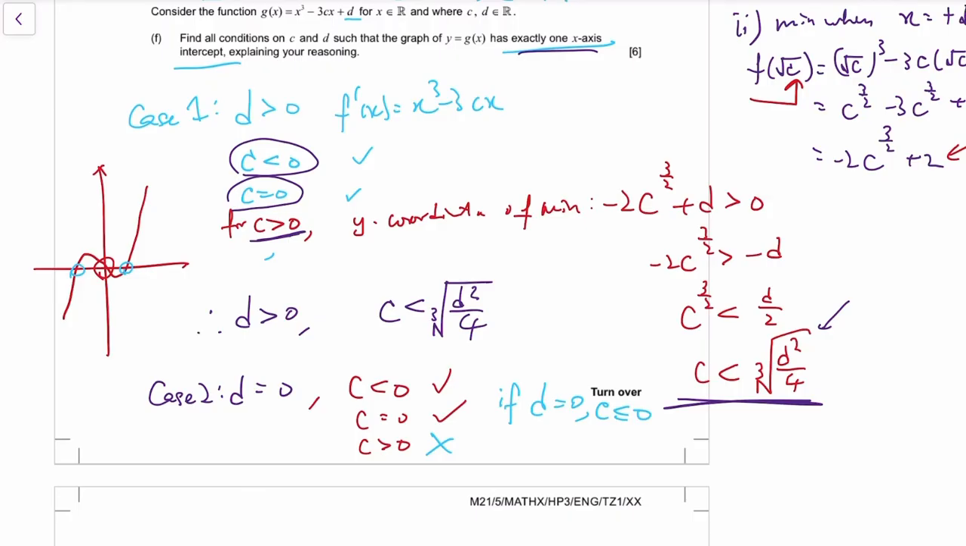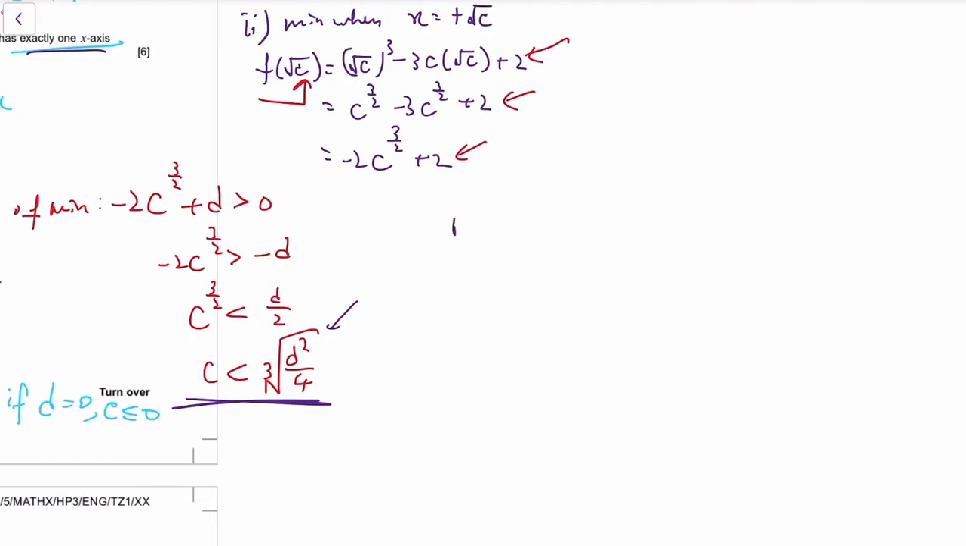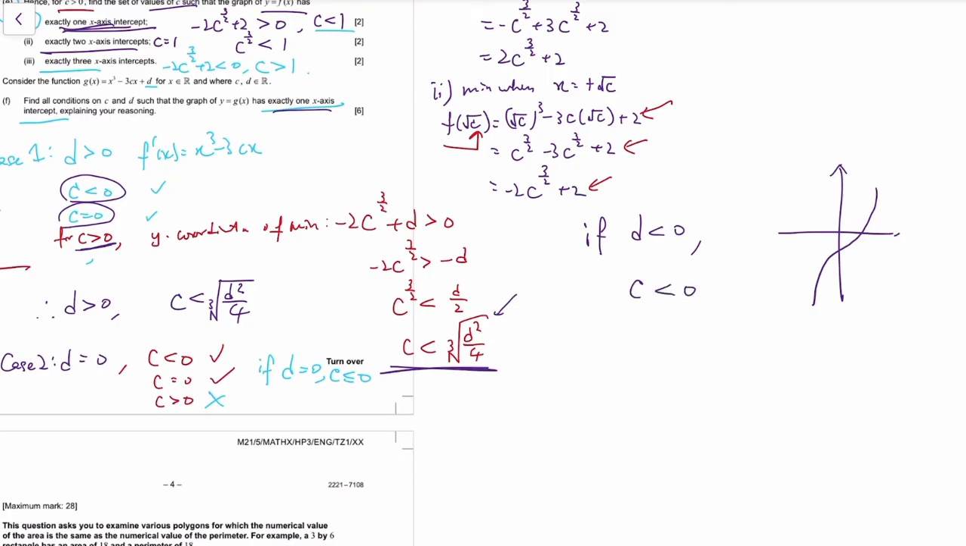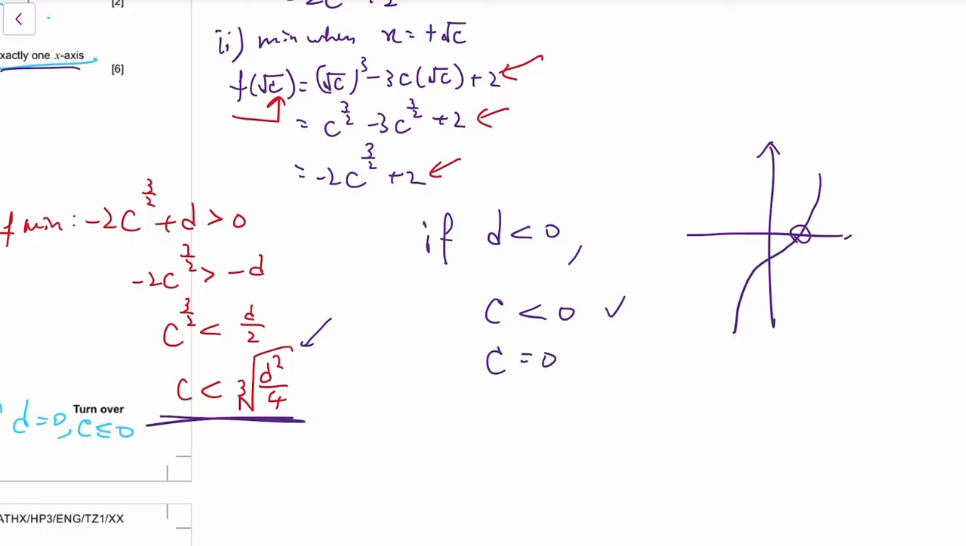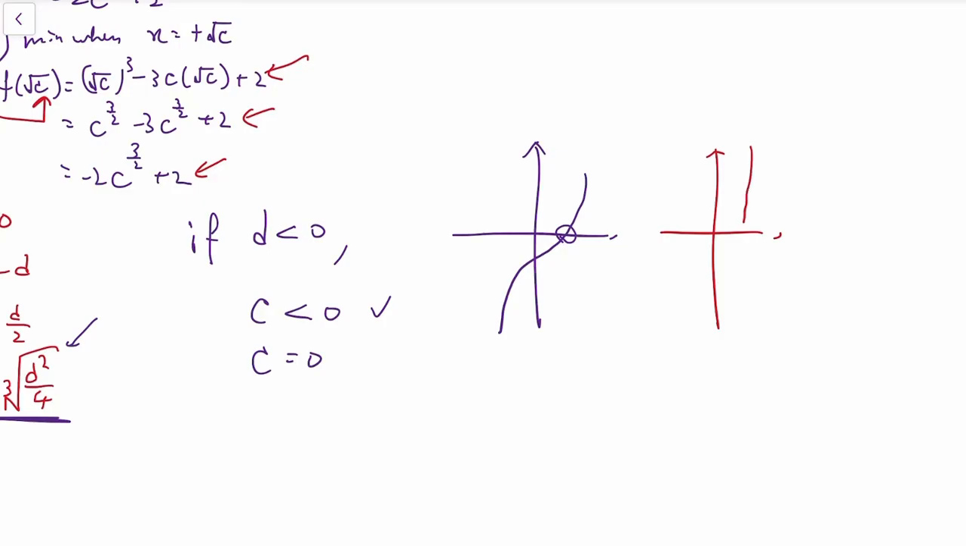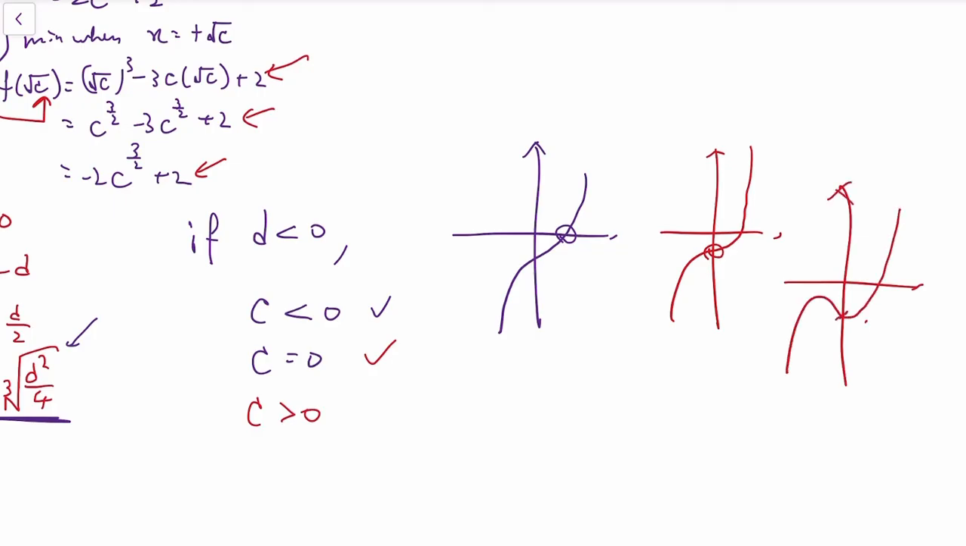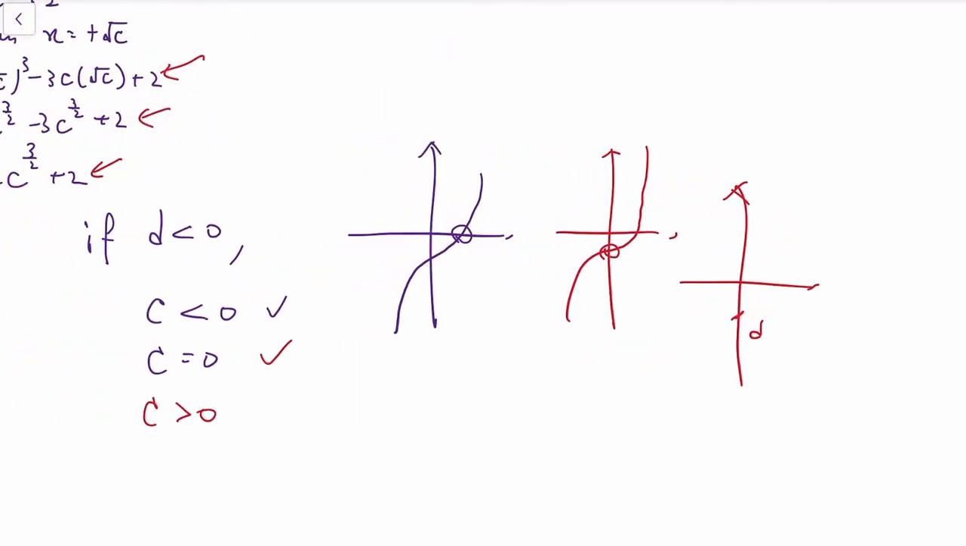And lastly, what if d is less than 0? If d is less than 0, then the graph becomes this. When c is less than 0, then you still only have one x-intercept. If c is equal to 0, you'll have that horizontal point of inflection case, so still only one. Now this time when c is bigger than 0, you'll be expecting that there is a minimum and a maximum, like this. And so this time we need the y coordinate of the maximum to be less than 0, so that it doesn't create any new x-intercept.